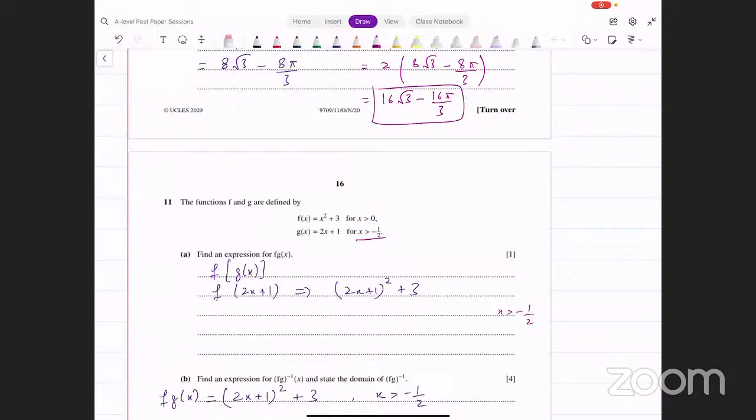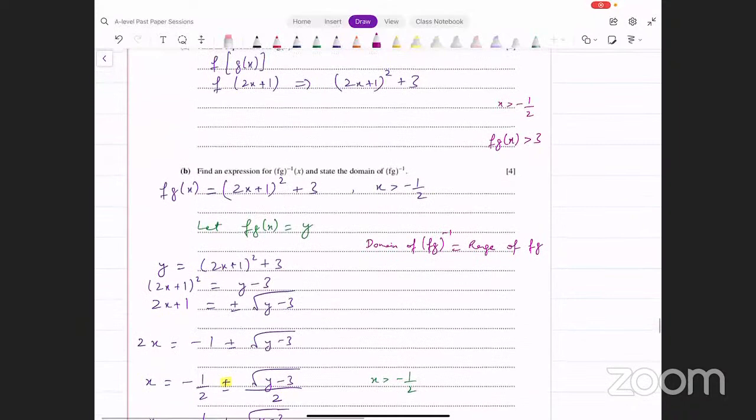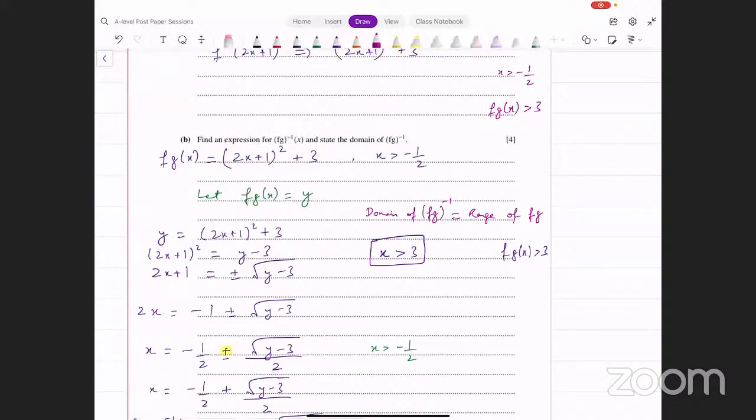The range of this function, the range of fg of x, is basically greater than 3. This is the range of your original function. Okay. Once you know the range of the original function, the domain of the inverse function is going to be exactly that. The range we had was fg of x greater than 3. So the domain of the inverse will also be greater than 3, but when we write the domain, it is in terms of the values of x. So we say it's going to be x greater than 3. This is the domain of this inverse function.